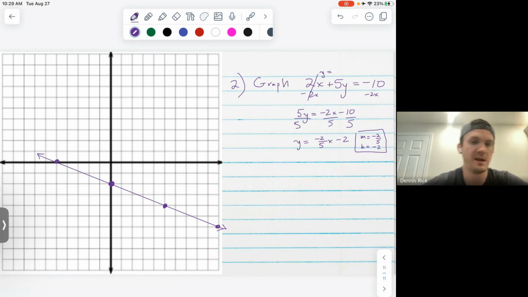We put arrows on the end, and a good habit to get into is labeling it with the original equation off on the side somewhere. Labeling it as a way of saying, hey, this is what this is.